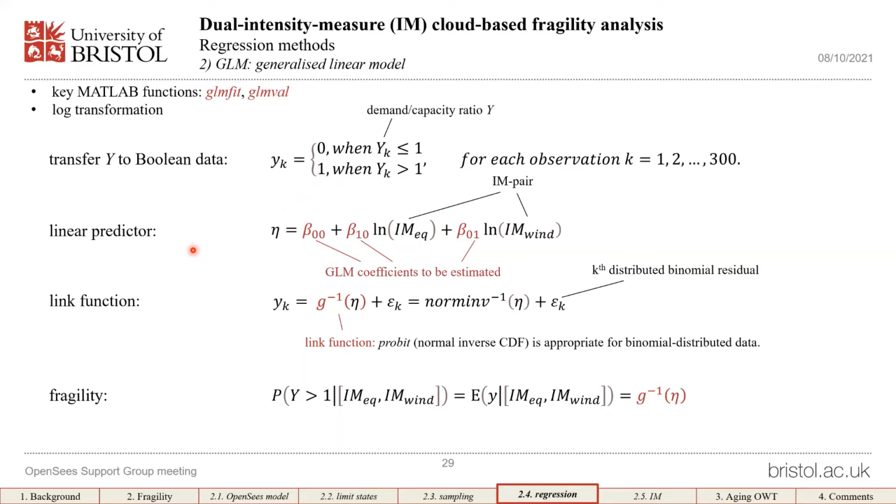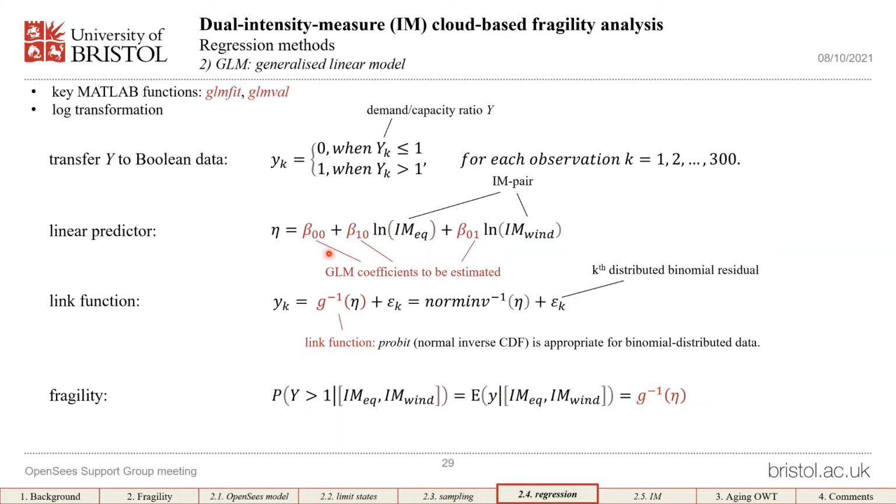The second component of the GLM method is a linear predictor. It has a formulation that's identical to the linear regression model that we've just seen. And the third component is an appropriately selected link function. The link function modifies the prediction made by the linear predictor so that the new prediction is correctly related to this binomial distributed data for our case.